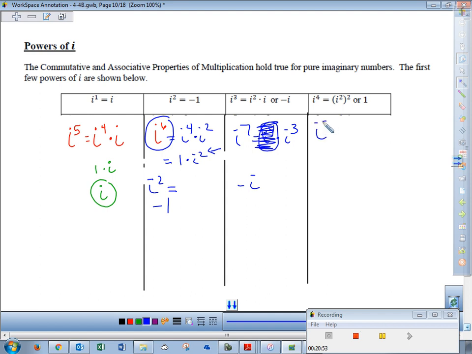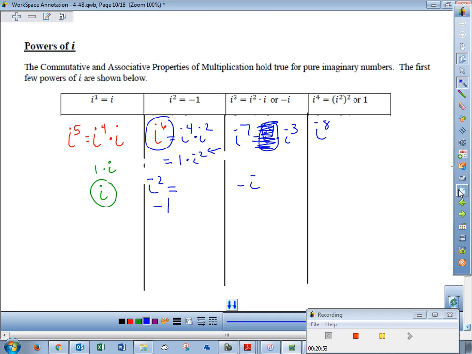I to the 8th. How many times does 4 go into 8 evenly? 2 times, right? How much is left over? 8 divided by 4 is how much? 2. 2 times, right? What's your remainder? Was there any other numbers involved?